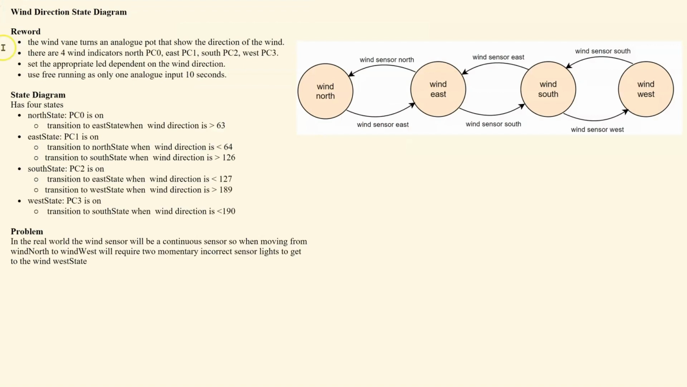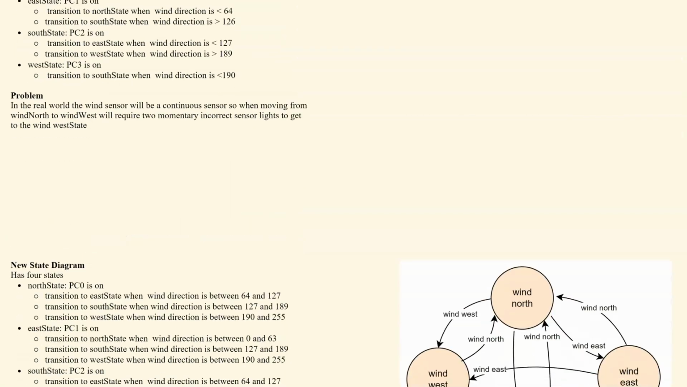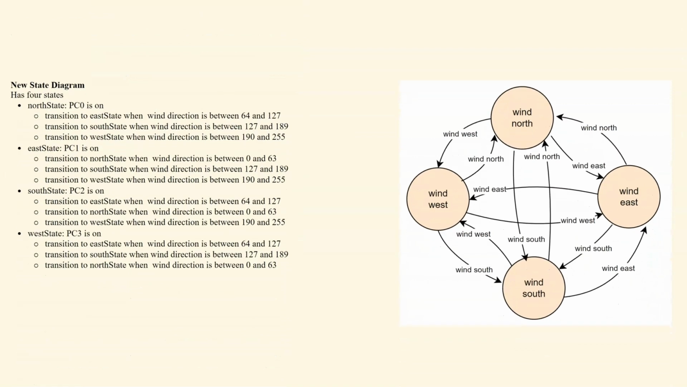My initial attempt, I have reworded the problem here and put the pseudocode into here, and I have shown the state machine here. Now the issue that this has is that the wind sensor will be a continuous sensor. So if I'm going to go from north to west, I have to temporarily go through 2 incorrect states. So then I need to rewrite the state diagram to compensate for this. I have shown it here.